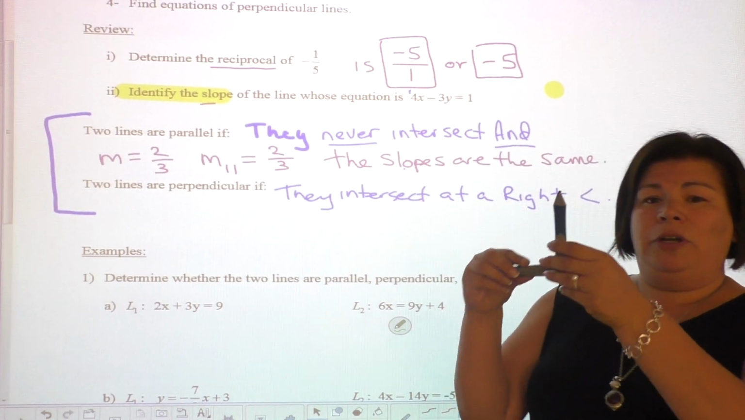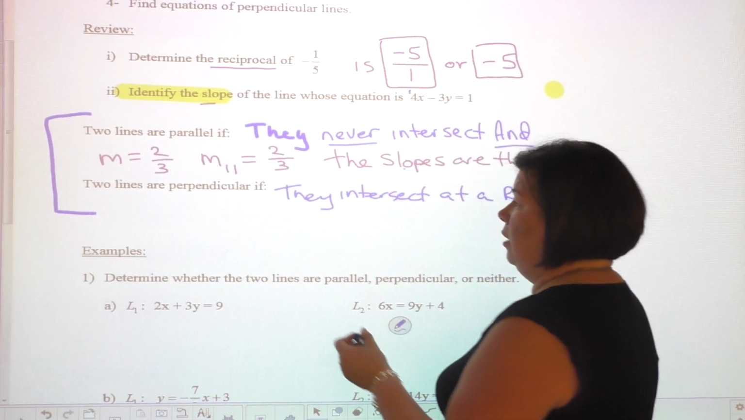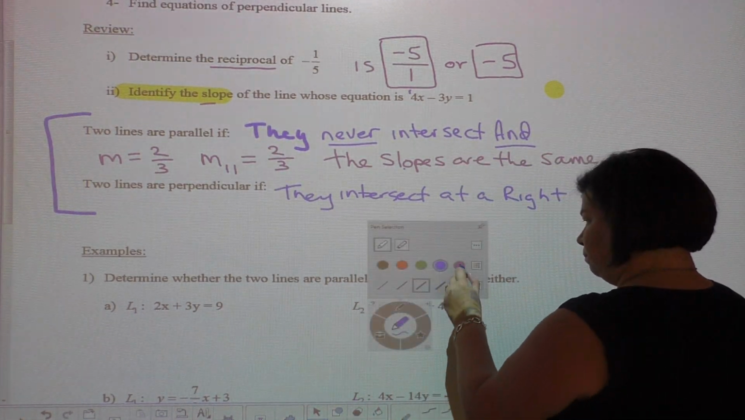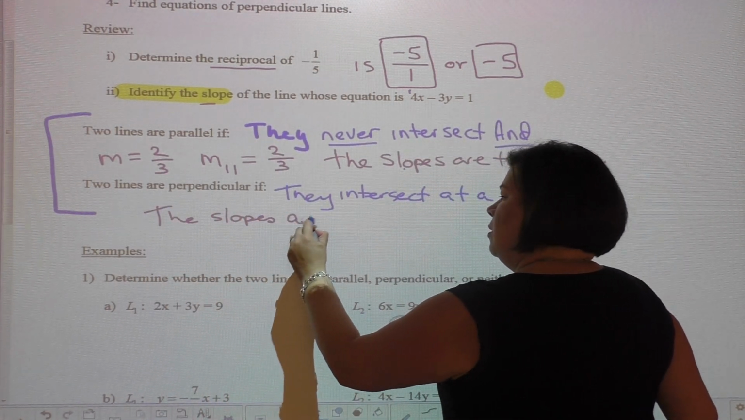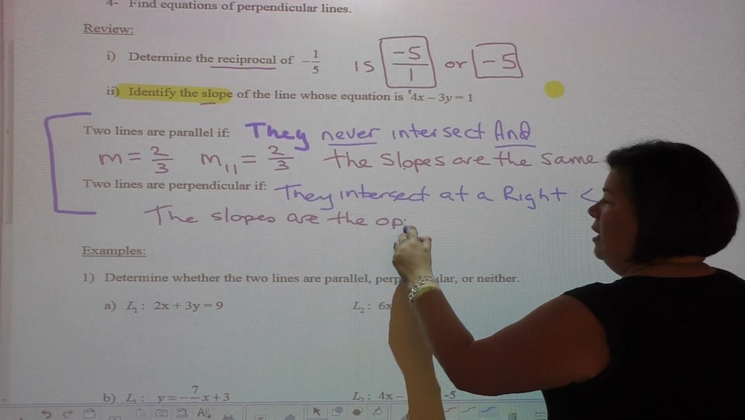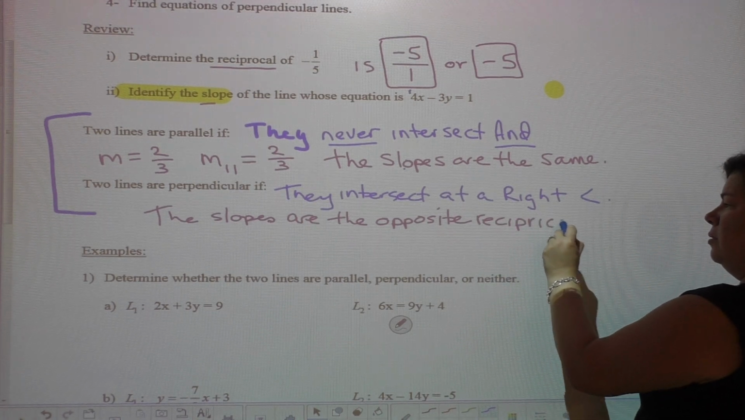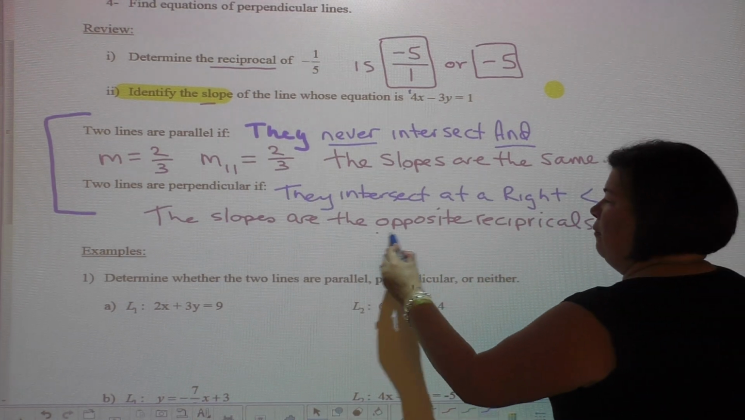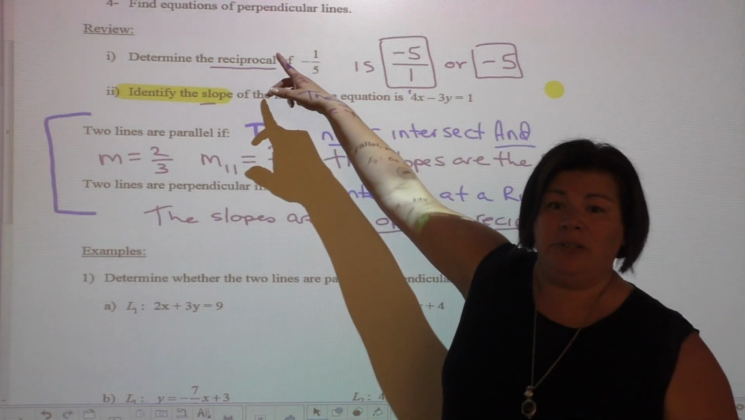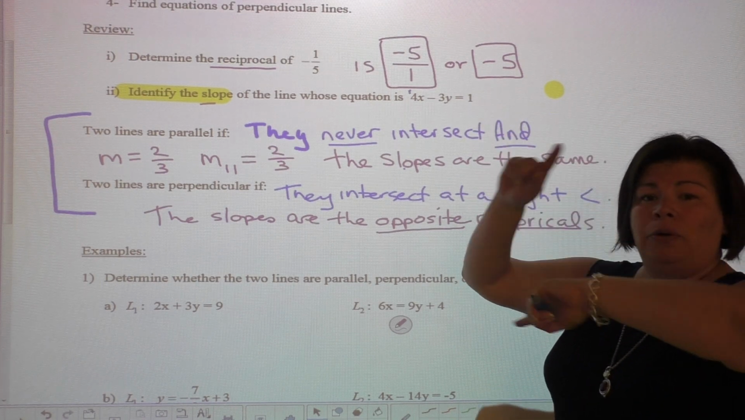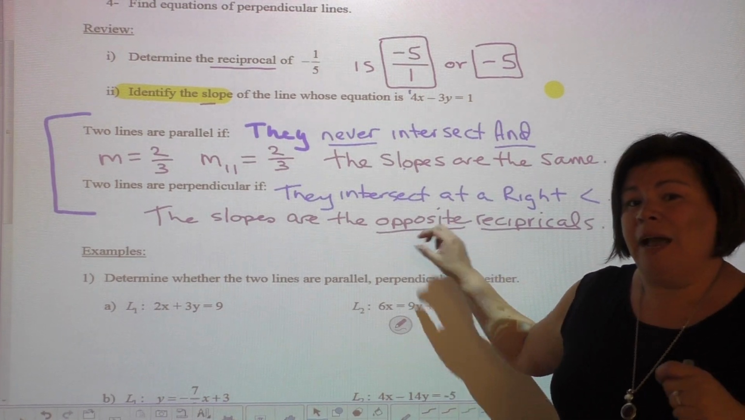So in order for that to occur, their slopes are not going to be the same. Their slopes, if anything, are going to be something called the opposite reciprocal. So their slopes are the opposite reciprocal. So let's look at that word, opposite reciprocals. While we talked about what reciprocals are, reciprocals you just switch the numerator and denominator, or flip it. The opposite means the opposite sign.